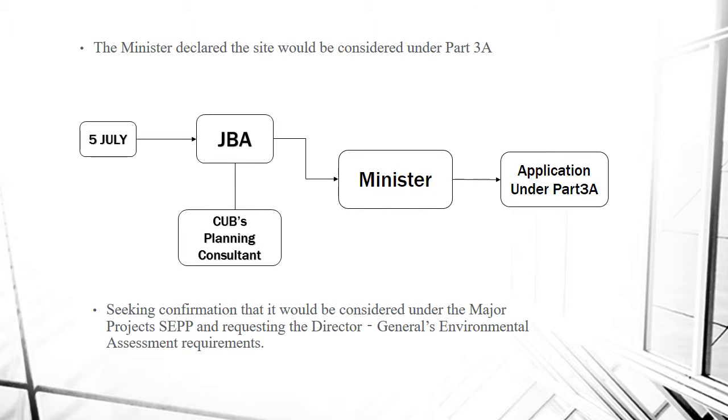Furthermore, Part 3A of the EP and A Act set a process for approval, which the proponent had to follow once the minister had made his declaration. Firstly, the minister declared the site would be considered under Part 3A.